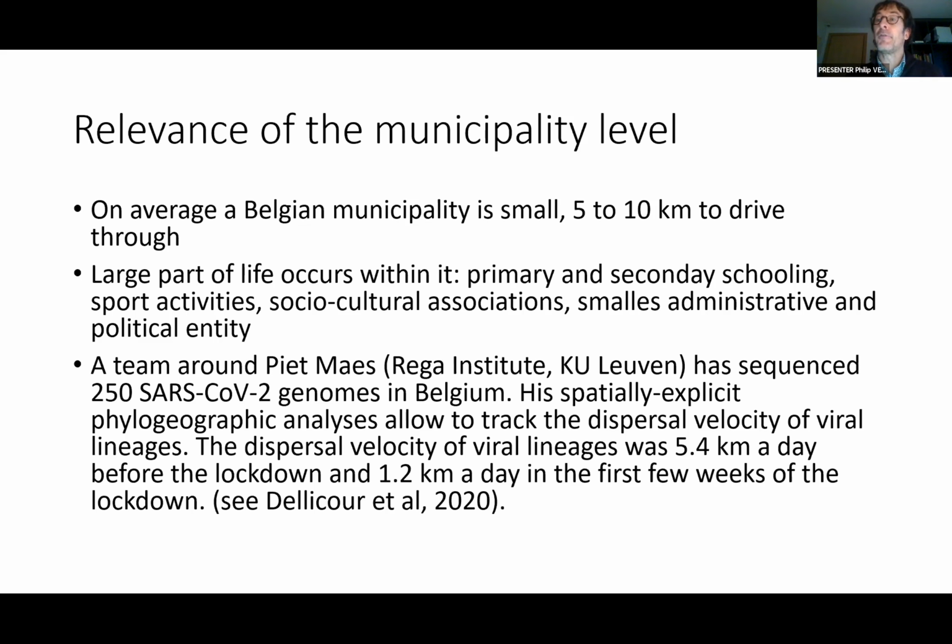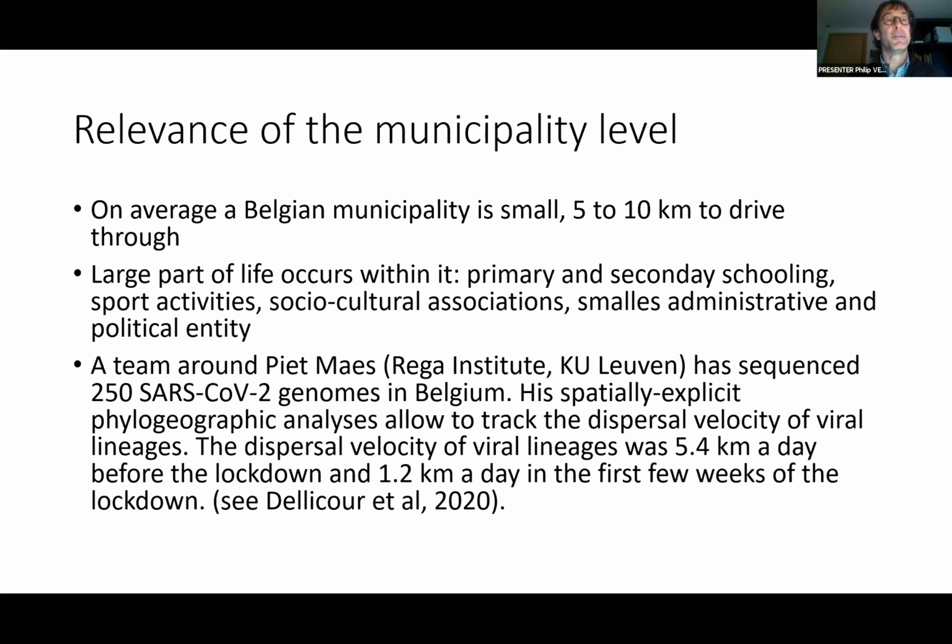And also there are some virological reasons. So a team around Professor Piet Maes from the Rega Institute has sequenced several hundred SARS-CoV-2 genomes in Belgium. And his spatially explicit phylogeographic analysis allows to track the dispersal velocity of several lineages of the virus. And the dispersal velocity of viral lineages was a little bit more than 5 kilometers a day just before the lockdown and 1.2 kilometers a day in the first few weeks of the lockdown. And so that shows you that the virus initially spreads within the municipality before it travels to other municipalities.